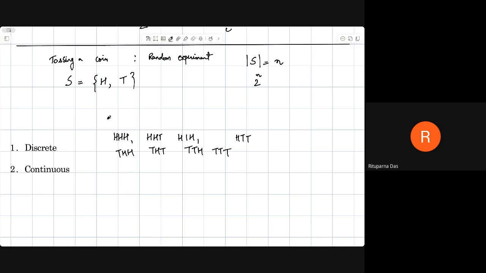Excuse me, this got disconnected actually. Yeah, I'm facing a technical issue. Just give me a minute.